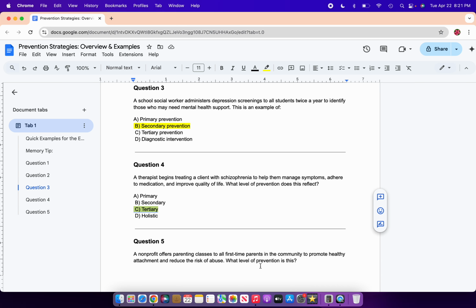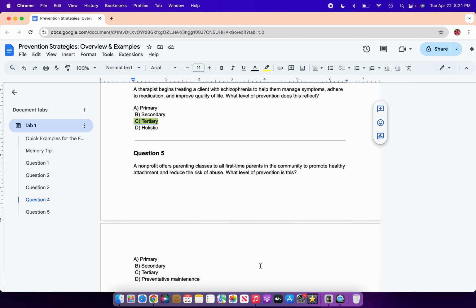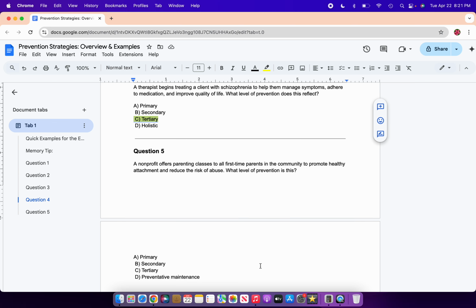Okay, so lastly, question number 5. A non-for-profit offers parenting classes to all first-time parents in the community to promote healthy attachment and reduce the risk of abuse. What level of prevention is this? So is it primary? Are we trying to prevent something? Are we screening for something? Are we trying to treat something? Or are we engaging in preventative maintenance?